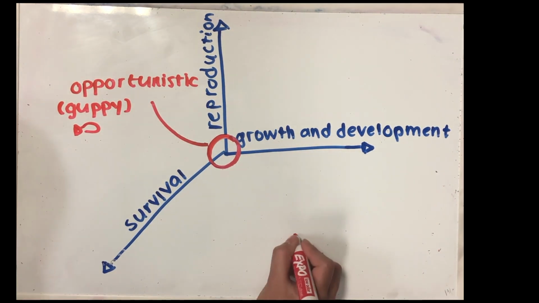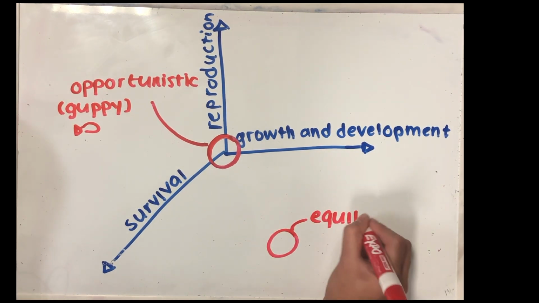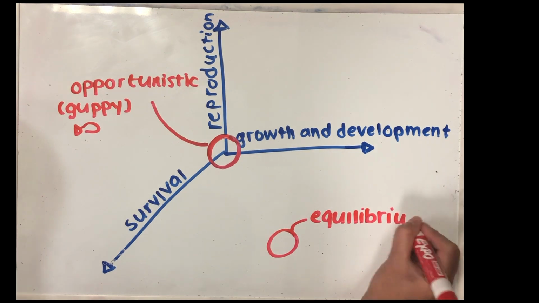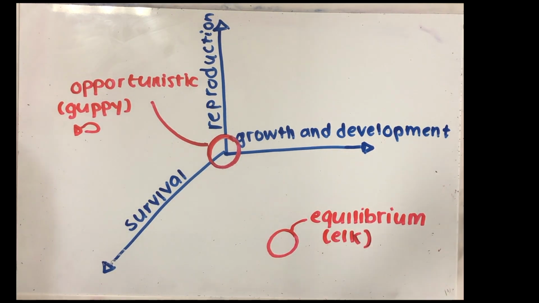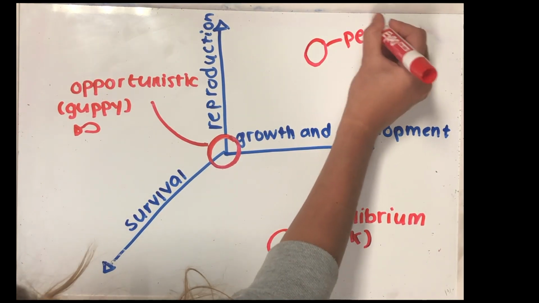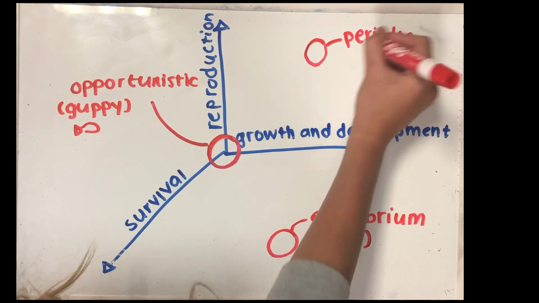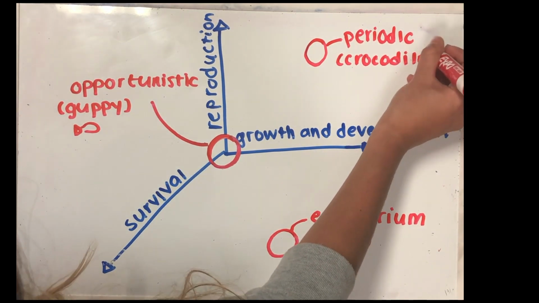Equilibrium species are around this area on the graph. They combine high juvenile survivorship, low fecundity, and late maturity. Most large mammals have equilibrium life histories, for example, elk. Periodic looks like this on the graph. They have low juvenile survivorship, high fecundity, and late maturity. They have maximized colonization ability in infrequent favorable conditions. An example would be crocodiles.